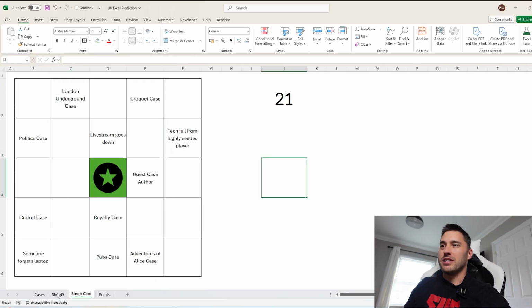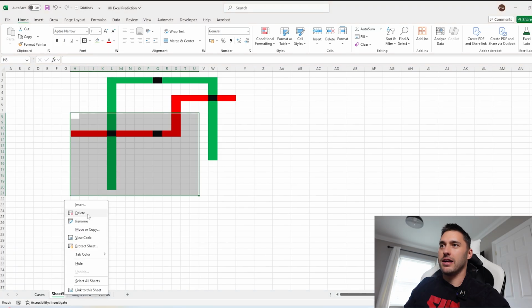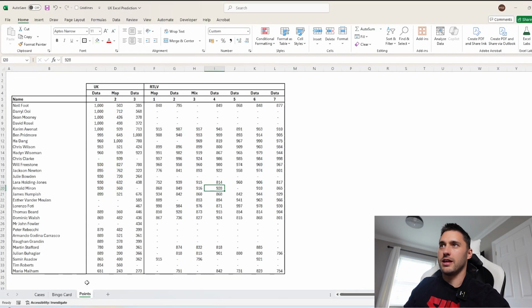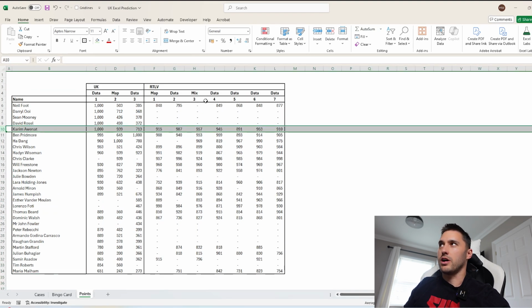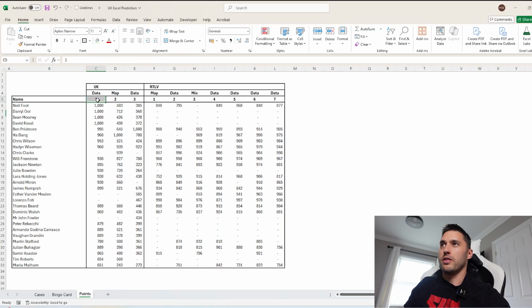Now let's talk about the competitors. So I have listed all of the competitors here. So this is all the qualified people. I think there's 3 wild cards. I also think Karim can't come, so I am going to remove him there. This is all of their points from the UK cases, and this is all of their points from the Road to Las Vegas cases. I have labelled whether it's a data case, a map case, or a game case.